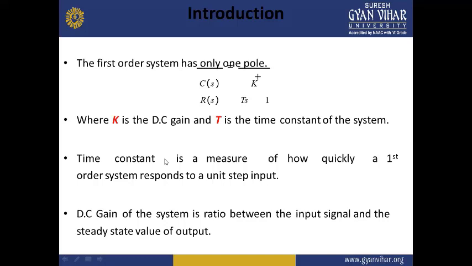So if we are having two poles, that will be termed as a second order system, and if we are having a higher number of poles, that will be termed as an nth order system. Now in this equation, K is the DC gain and T is the time constant of the system. Where the time constant is a measure of how quickly a first order system responds to a unit step input.